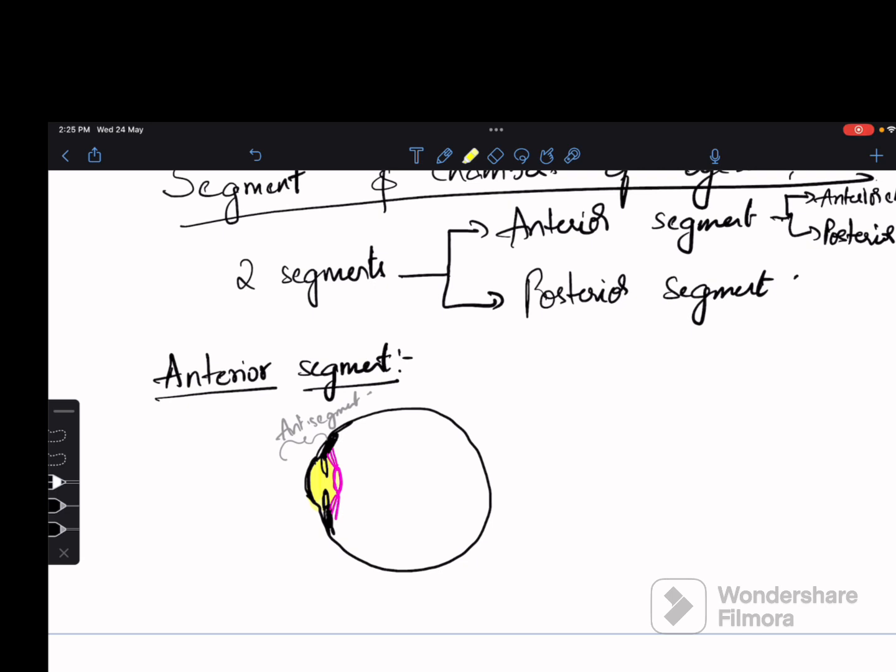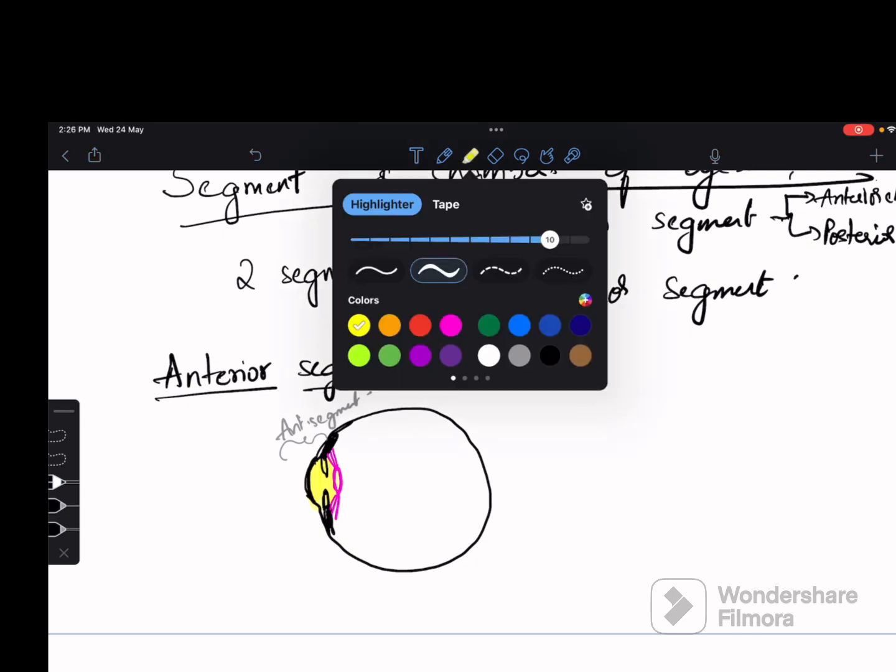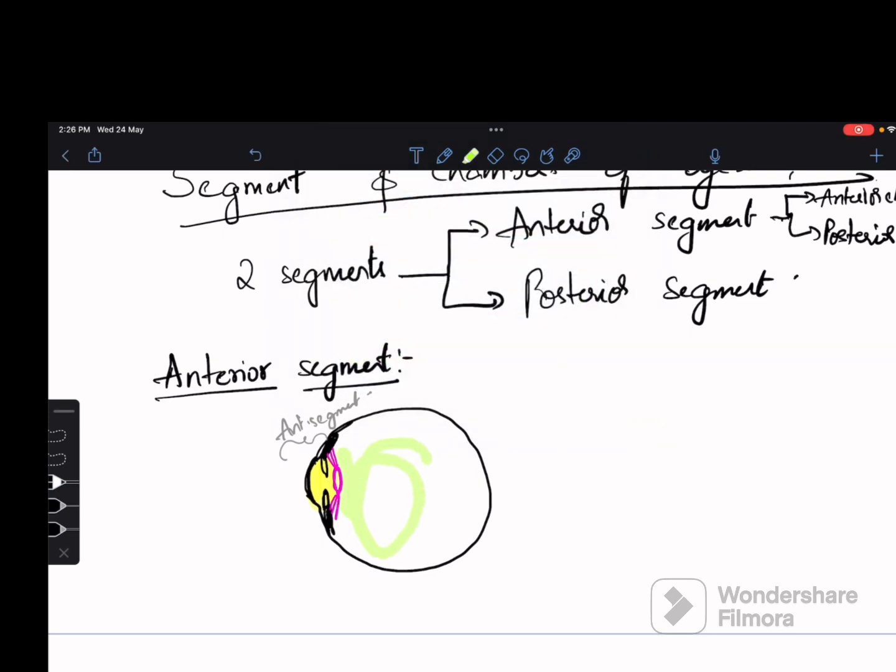And posterior segment will include structures posterior to lens. Matlab, all this part, the shaded part here. Okay. All this will be your posterior segment. Anterior segment, if you see, is structures anterior to the crystalline lens. So what all can you see here? You can see the crystalline lens, right? Then you can see the iris. Then you can see the cornea. Then the two aqueous filled spaces. One is in front of the iris, one is behind the iris, this one. So these are your anterior chamber and posterior chamber respectively.